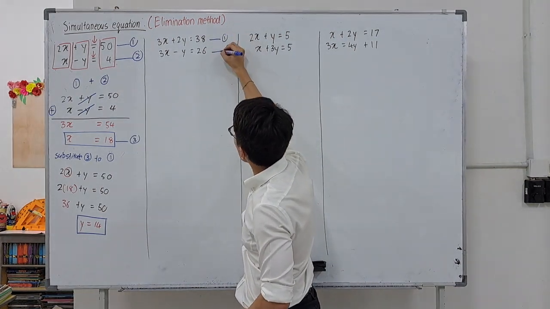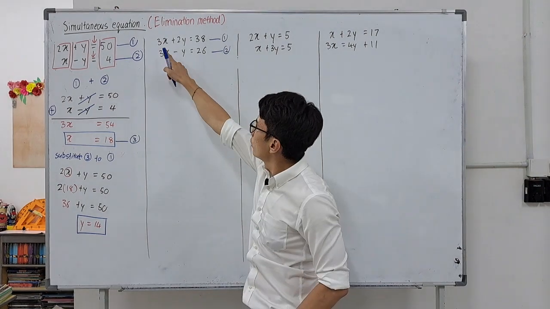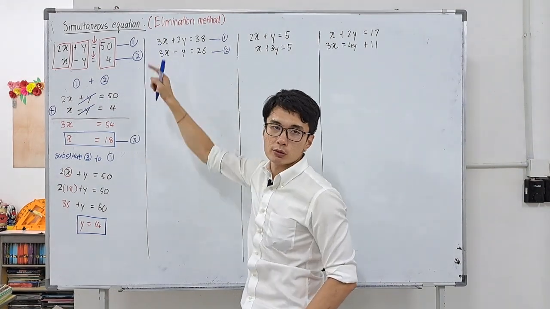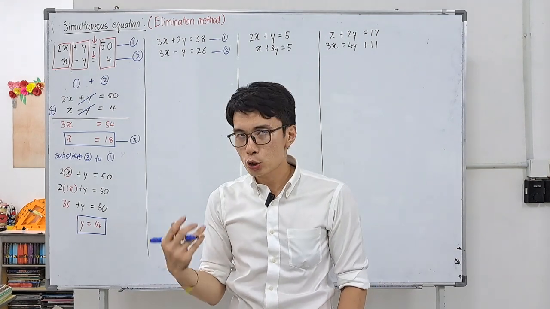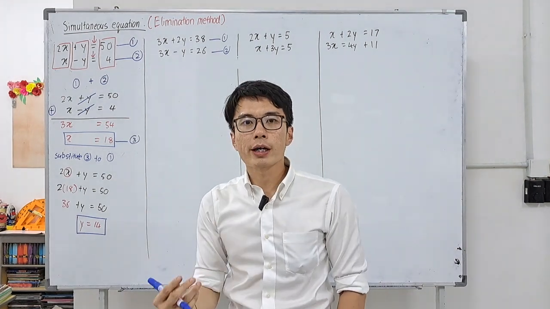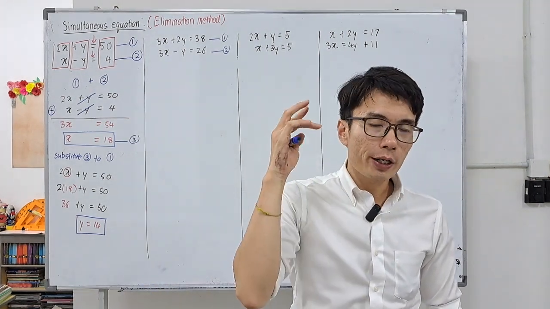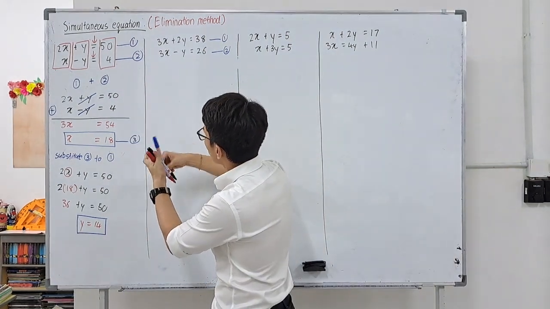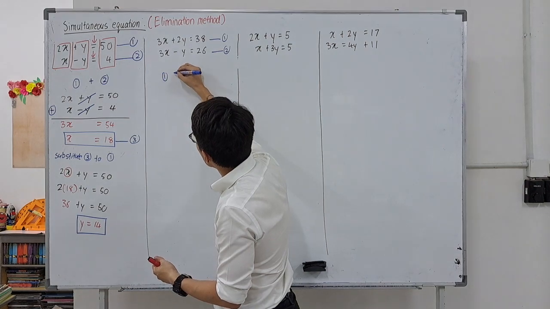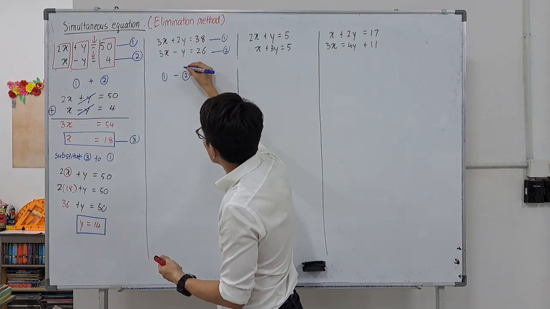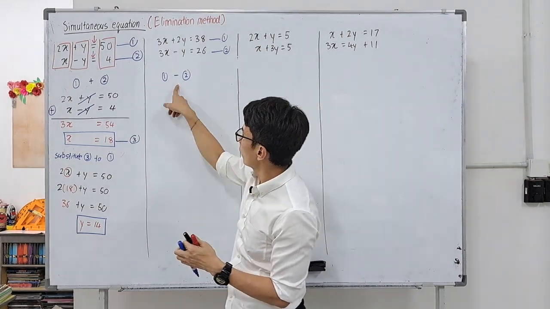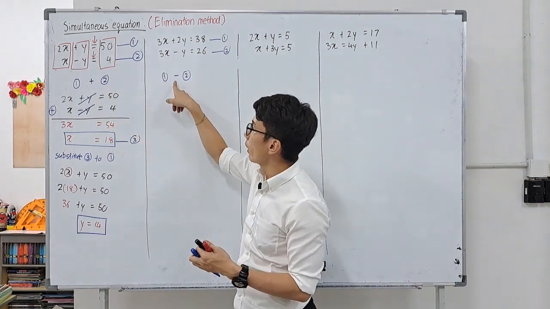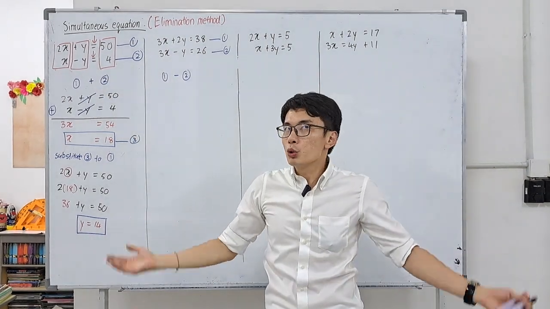I have equation 1 and I have equation 2. This is positive 3x, that's a positive 3x. So for me to eliminate them, I should subtract. Alright, I should subtract the two equations, right? So I will have equation 1 subtract equation 2. Okay? So previous example, I add, now I subtract, because it depends on what you want to eliminate.